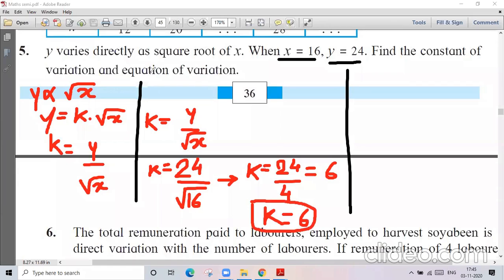So find the constant of variation. Constant of variation, that is k is equal to 6. K is equal to 6. And we have to find the equation of variation. So what is the equation of variation, guys? So k is equal to what?